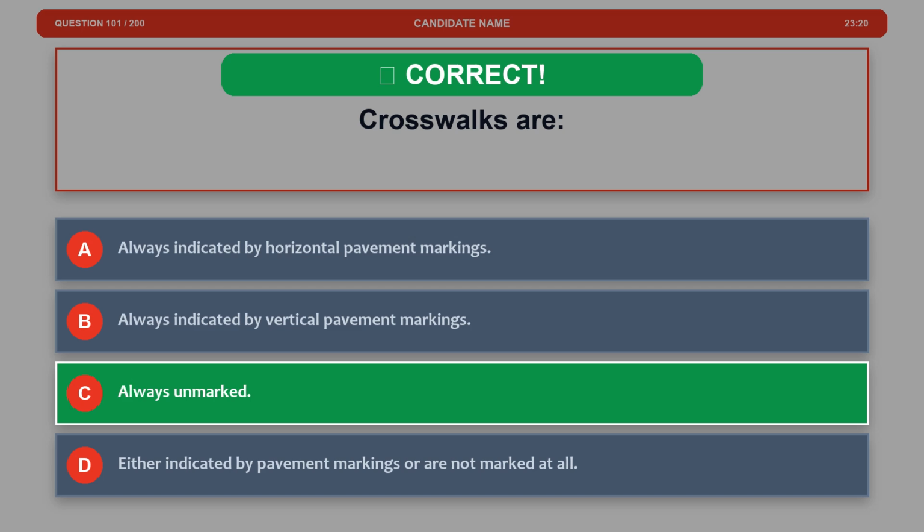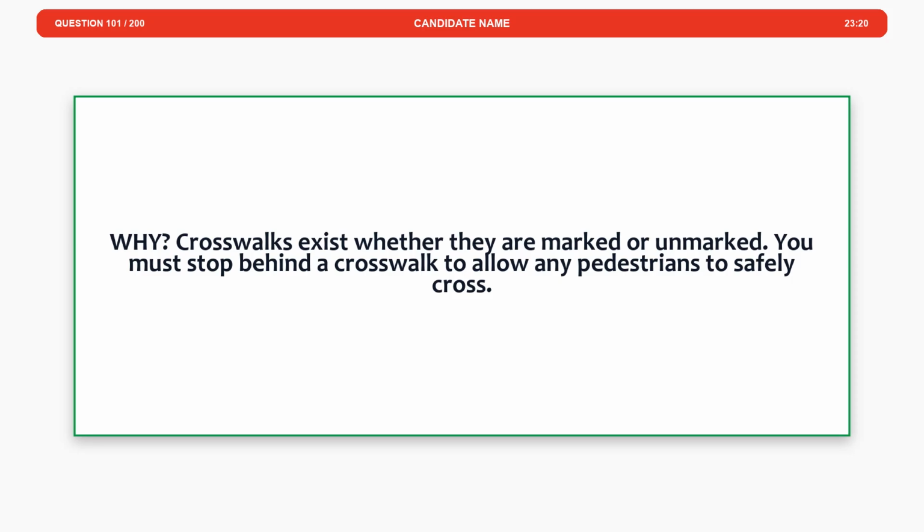The correct answer is option C, always unmarked. Explanation. Crosswalks exist whether they are marked or unmarked. You must stop behind a crosswalk to allow any pedestrians to safely cross.